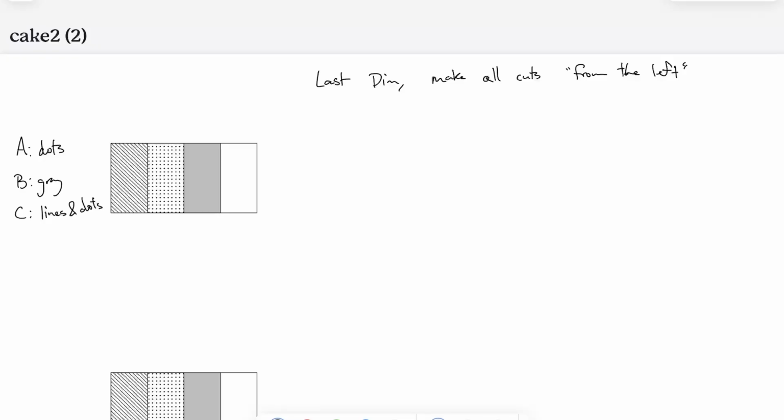And then D likes the dots and the gray equally, but does not like the other parts. All right? These are the preferences. And we're going to do the last diminisher in that order: A, then B, then C, then D. All right? Make all cuts from the left. A, B, C, D in order.